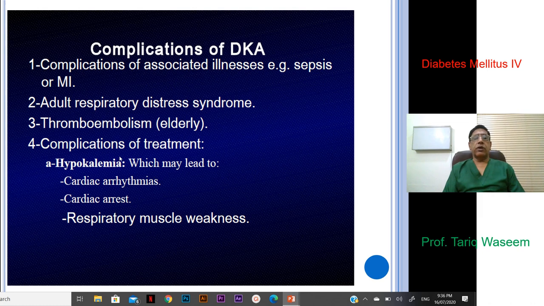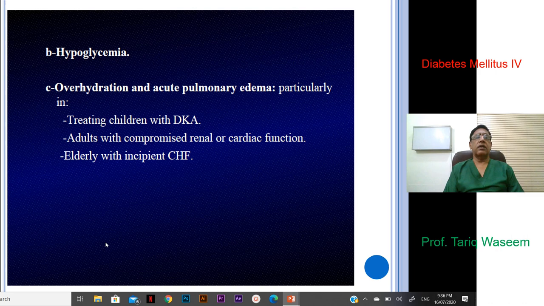The other complication, which we already talked about, is that they may develop hypokalemia, which can be responsible for cardiac arrest, cardiac arrhythmia, and respiratory muscle weakness. They may develop hypoglycemia if you don't monitor their blood glucose very closely and don't adjust insulin dosage accordingly. They can be overhydrated because fluid balance is not being matched with the urine output, and particularly those who are already sick patients with underlying cardiac illness may develop acute pulmonary edema. Particularly in children, it is more likely to get fluid overload.